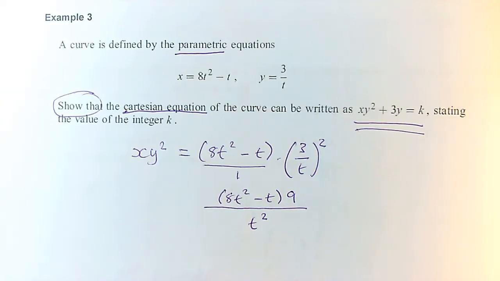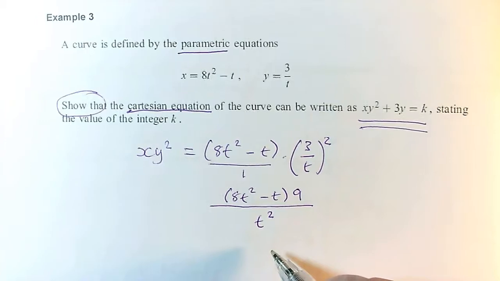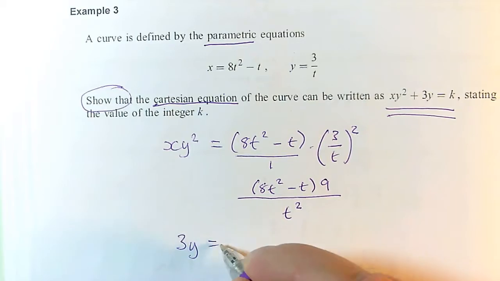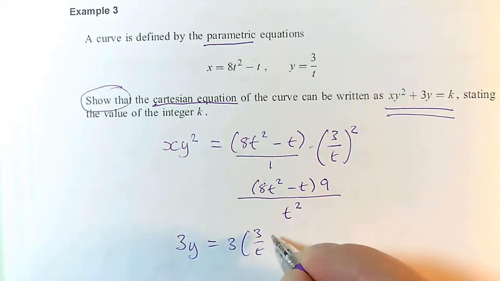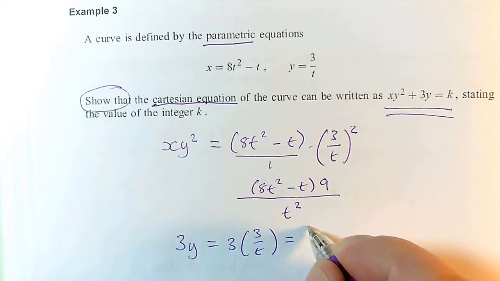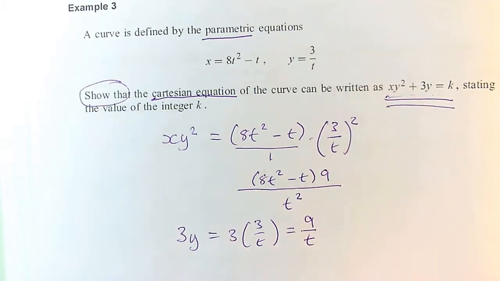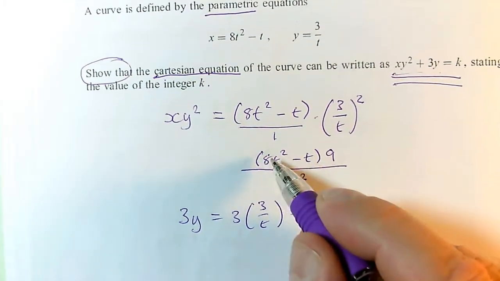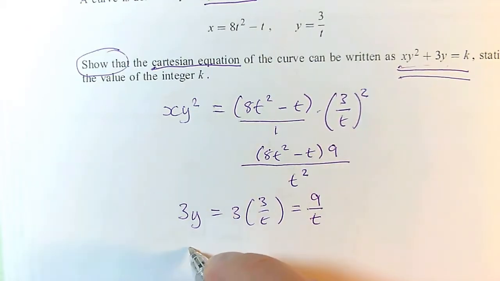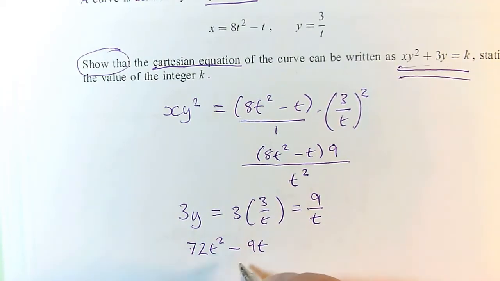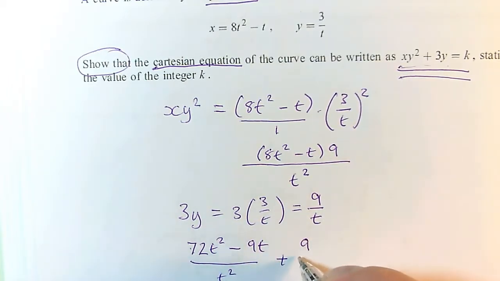So that's my xy squared term, which I can simplify a little bit, but let's just carry on and think what else I've got. I want a 3y, so 3y is 3 lots of 3 over t, which is 9 over t. So let's experiment. Let's look at xy squared plus 3y and see what I get. So I'm going to multiply this out. I'm going to do 9 times 8t squared. So I'm going to get 9 8s are 72. So 72t squared minus 9t all over t squared. And I'm going to add this 9 over t.